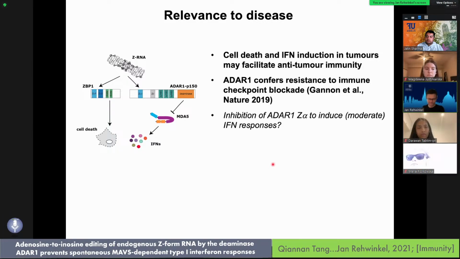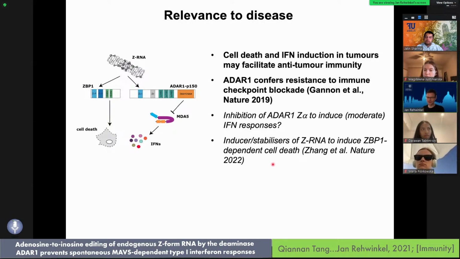And so, as I've mentioned in the last slide, one thing that I'm quite interested in exploring is whether inhibition of the ADAR1 Z-alpha domain could induce moderate interferon responses in tumors for the benefit of tumor immune responses, and vice versa. There's some really interesting work that came out very recently from Alan Herbert's lab and Sid Balachandran's lab, in this study here, where they've discovered a chemical compound that stabilizes zRNA, and they use that to induce ZBP1-dependent cell death in tumors to kill tumor cells. So if anyone's interested, I really recommend looking at that.